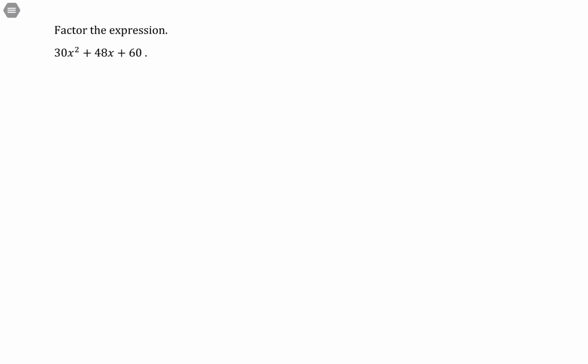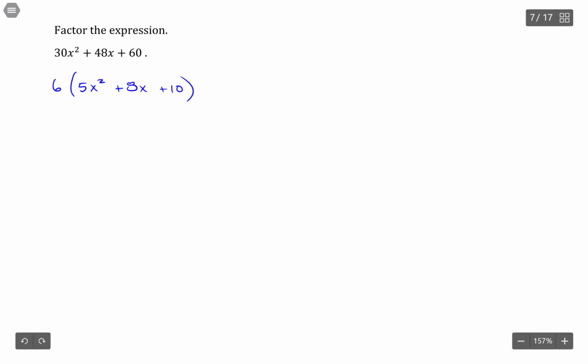Now, the next thing that I notice is not only are they divisible by 2, but it looks like they might even all be divisible by 6. So let me pull out 6. 30 divided by 6 would be 5, so that would leave me 5x squared. 48 over 6 would be 8, so plus 8x, and plus 10.